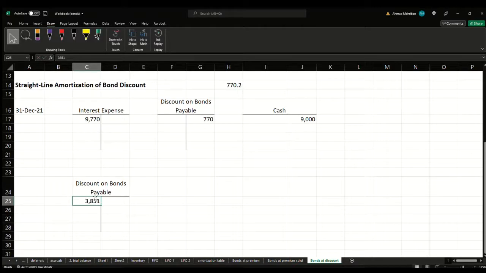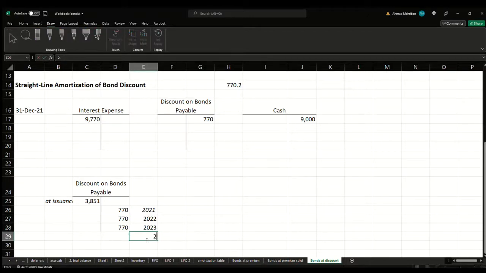8,051. And that was at issuance. Yeah, at issuance. That's what we recorded. Then we will start amortizing 770 in the first year. This is 2021. Again, the same next year, 22, 770, 2023, and then 2024, 2025.